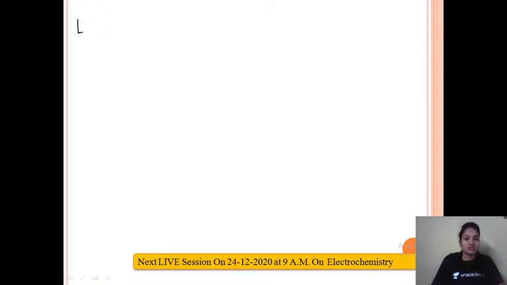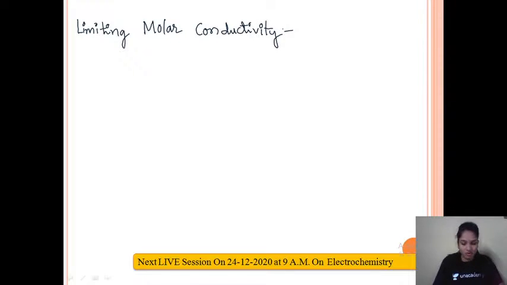Okay. So molar conductivity we have seen. There is also something known as limiting molar conductivity. Now what is this limiting molar conductivity? When the concentration of any of the species approaches zero, the molar conductivity is called limiting molar conductivity.